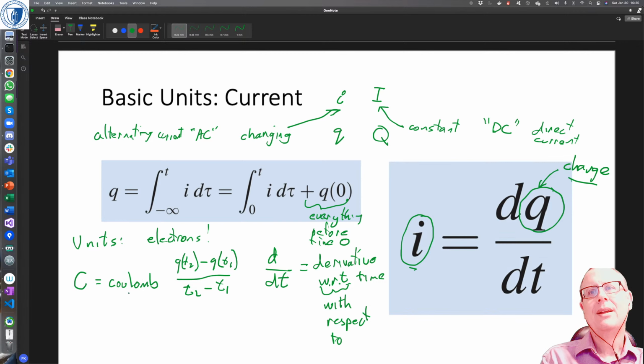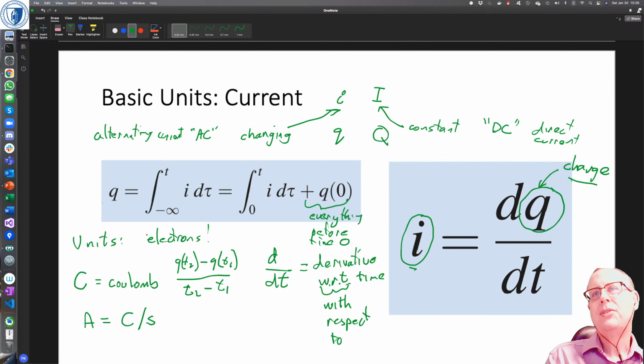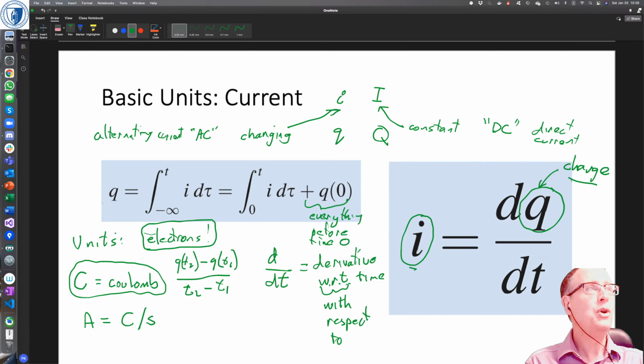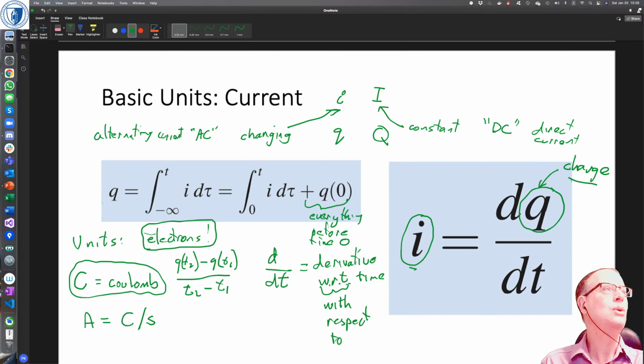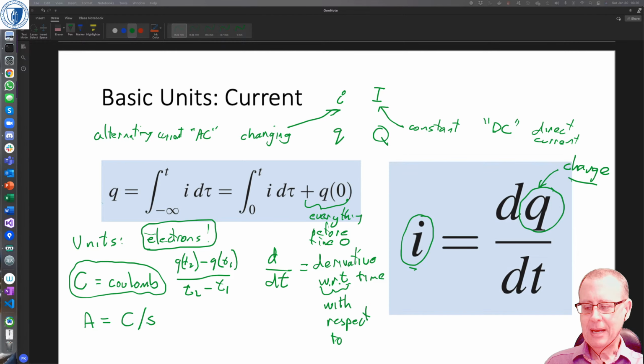Okay? So amperes are equal to coulombs per second. And because electrons measure charge, and because coulombs measure charge, you can convert from one to the other. Does anybody know how to convert from coulombs to electrons and back again? I'm going to do my bingo game again.